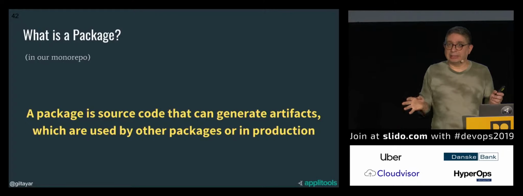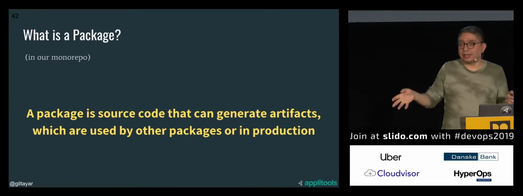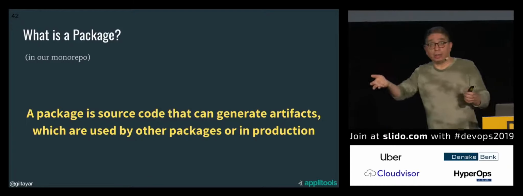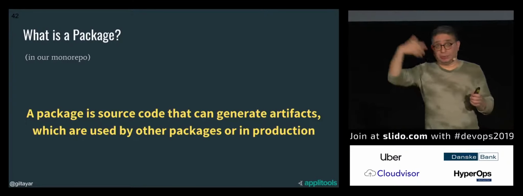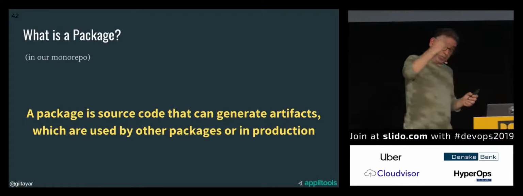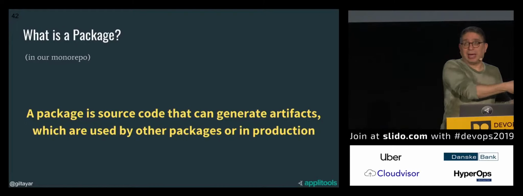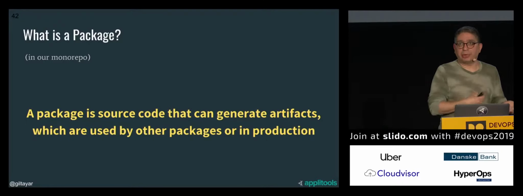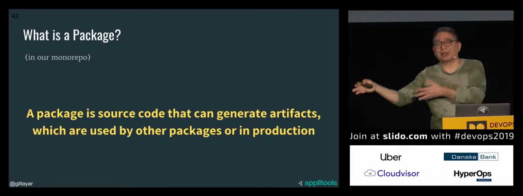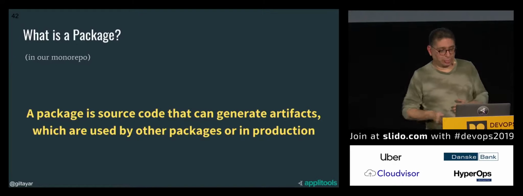That is what it is. So what is an artifact? An artifact can be a Maven jar. It can be an NPM package published to the NPM registry. It can be a Docker image, etc. Those artifacts are used by other packages, for example, an NPM library, or in production, for example, a Docker image. That is our definition of a package.